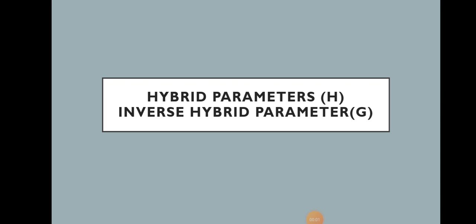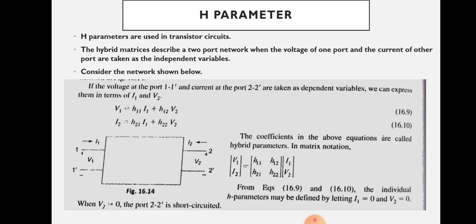Dear students, today we are going to discuss hybrid parameters and inverse hybrid parameters. Hybrid parameters are represented by H parameters. Inverse hybrid parameters are represented by G parameters. Let us see. H parameters are used in the case of transistor circuits.